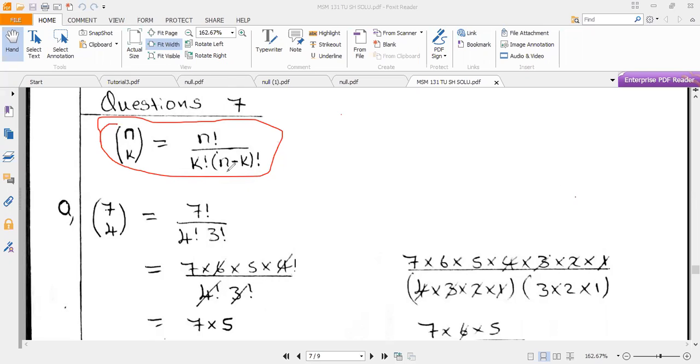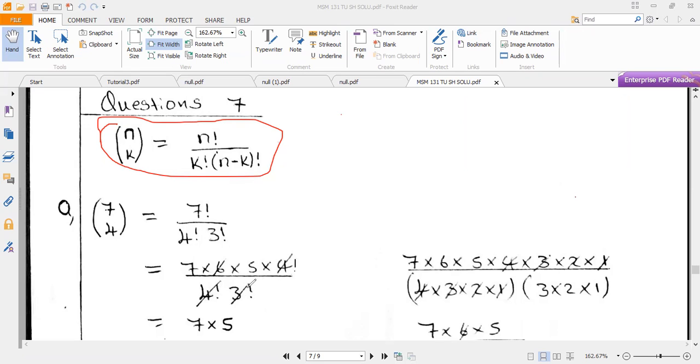So 7 factorial means 7 times 6 times 5 times 4 times 3 times 2 times 1. But then 4 times 3 times 2 times 1 simply means 4 factorial. Then inside we have n minus k, which is 7 minus 4, so 7 minus 4 is 3 factorial. So at this point, we have 4 factorial, 3 factorial. So if we have 7 times 6 times 5 times 4 factorial, then we also have 4 factorial down. So this 4 factorial can cancel with the 4 factorial.